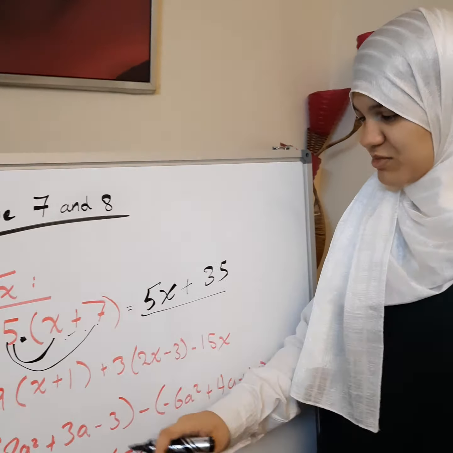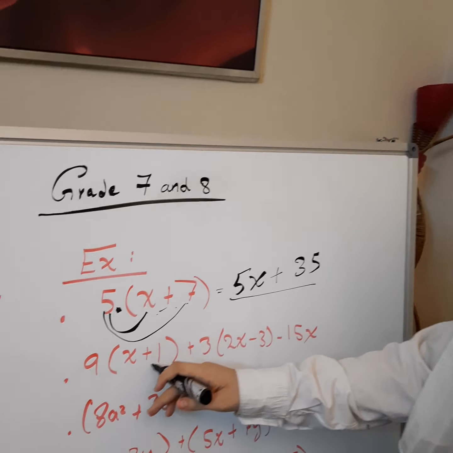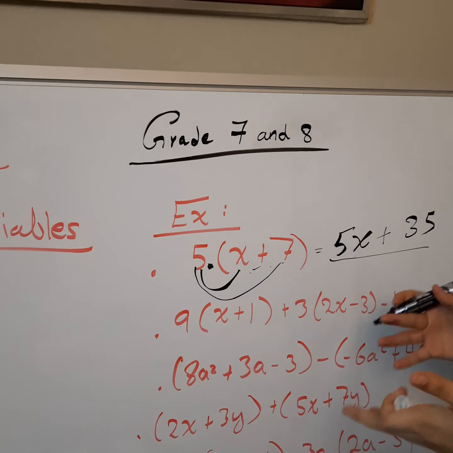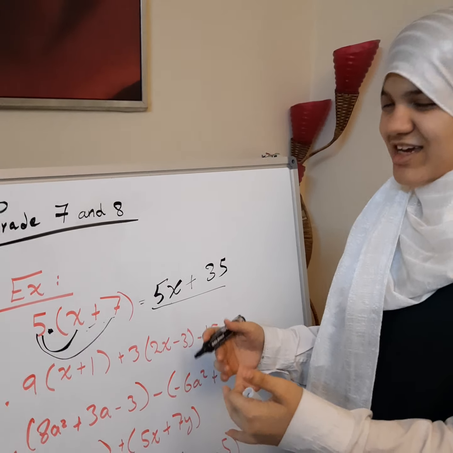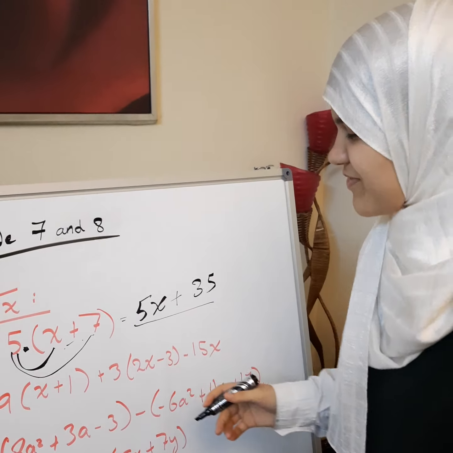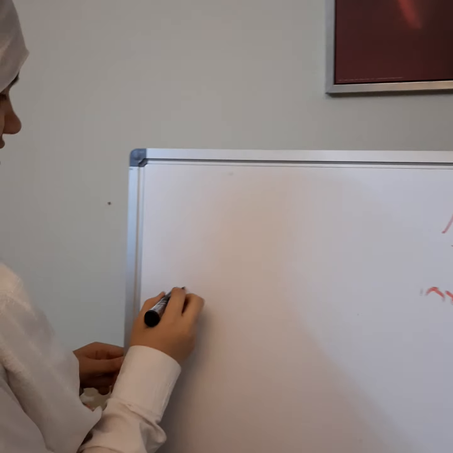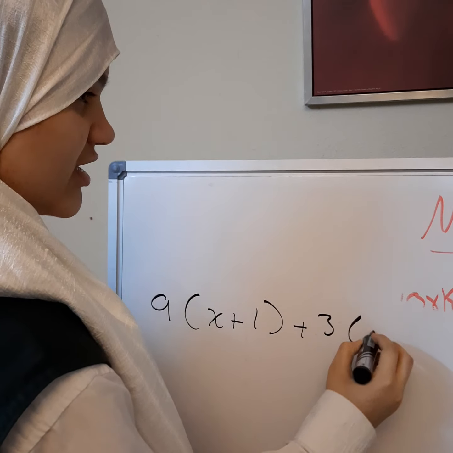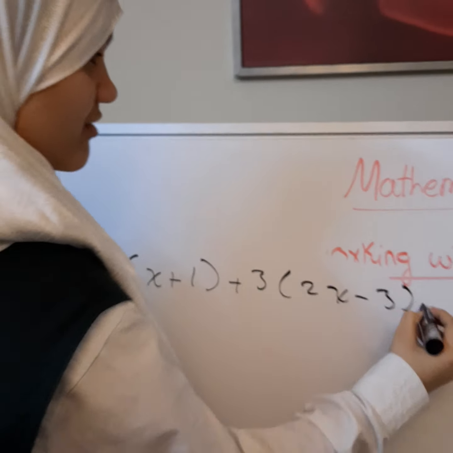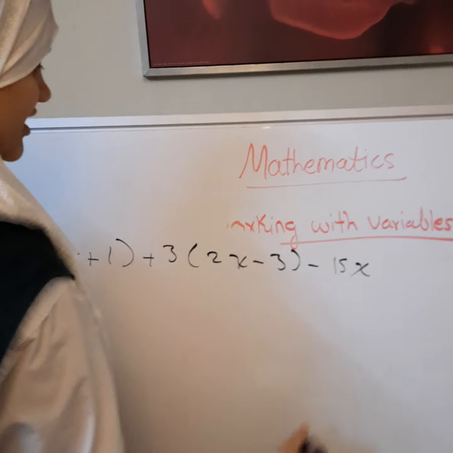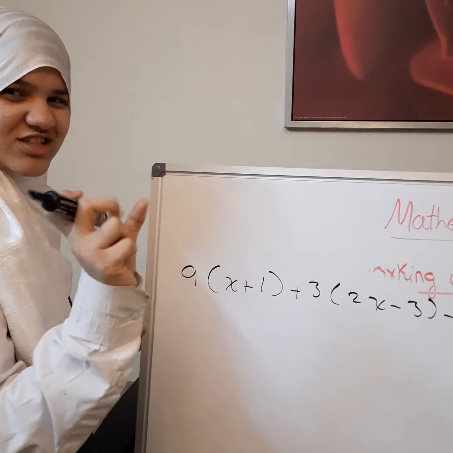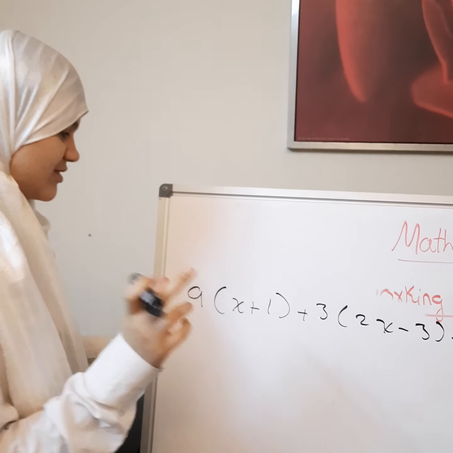The other thing, it will be 9 bracket x plus 1, plus 3 bracket 2x minus 3, minus 15x. I think it's long, but it will be easy after some work now. Now let us take it here. 9 bracket x plus 1, plus 3 bracket 2x minus 3, minus 15x. It's long, yeah? Let us make it short and easy.